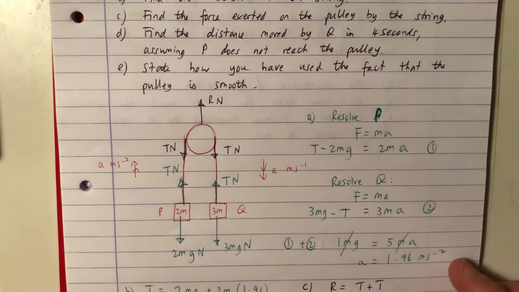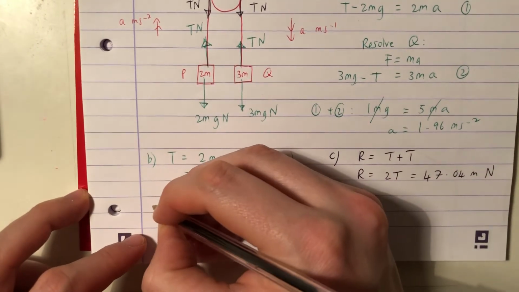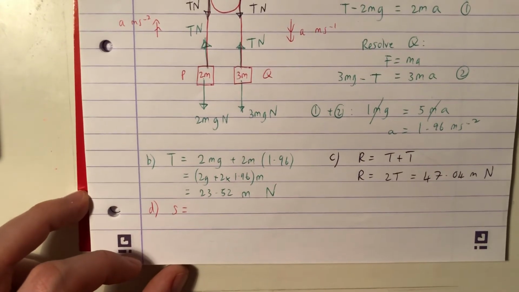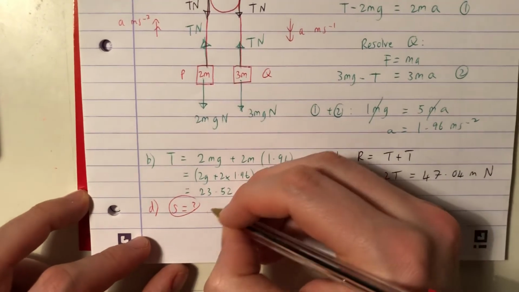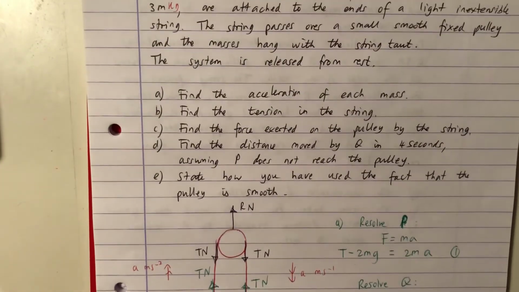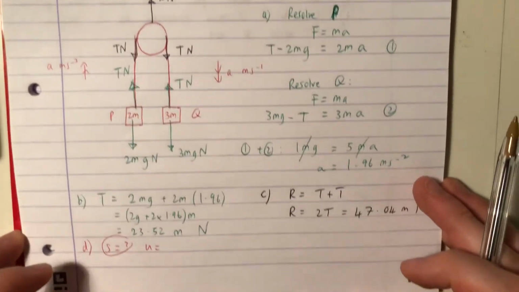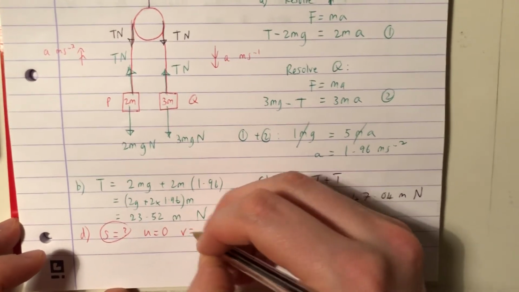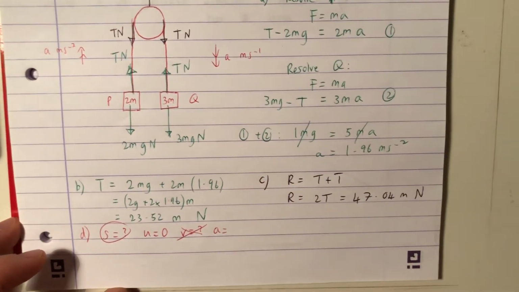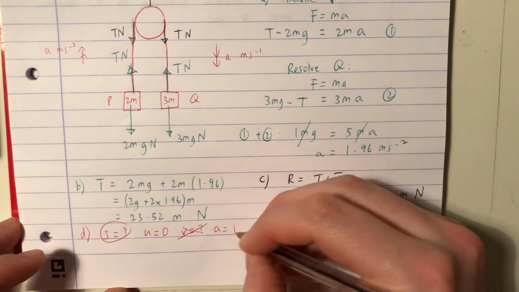And it is suvat. So it's suvat for part D. S is displacement or distance in this case. We want to work it out. U is equal to initial velocity. Now if you remember right at the start of the question, the system is released from rest. So U is 0. Final velocity, don't care. Acceleration. Okay, the acceleration now is the one we worked it out to be, 1.96.